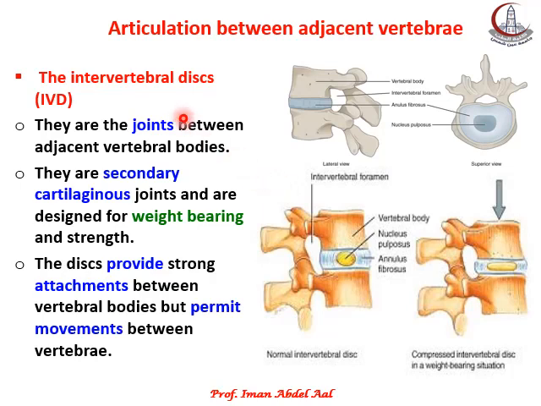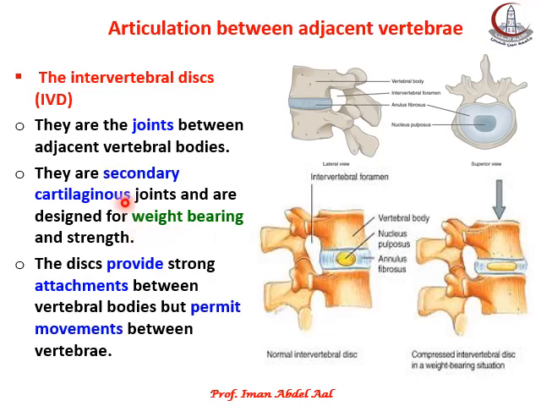Now we will speak about the intervertebral discs. This is one intervertebral disc, and then we have a second one, a third one. The intervertebral discs are the joints between the adjacent vertebral bodies, as we said before. They are secondary cartilaginous joints. They are designed for weight bearing and strength.